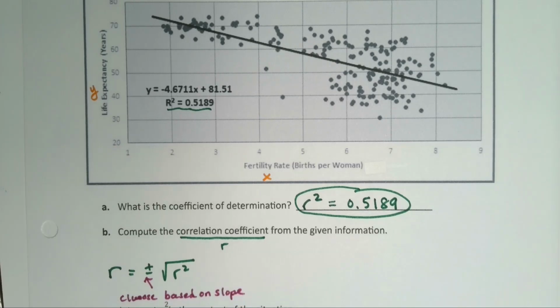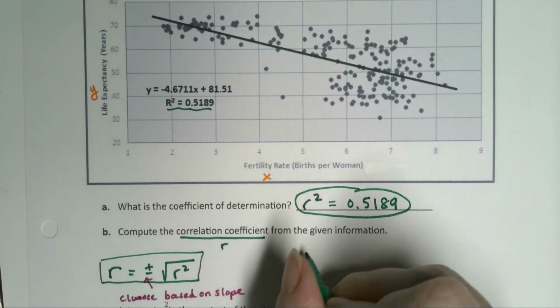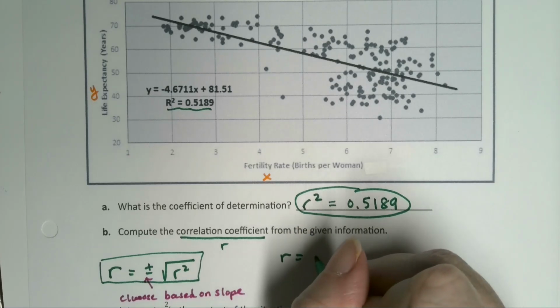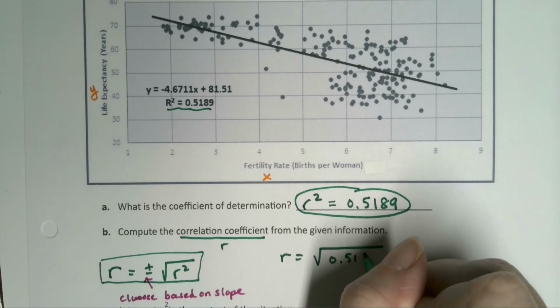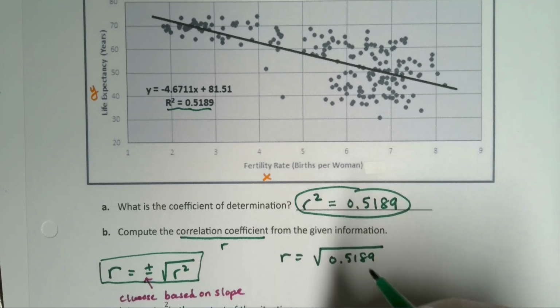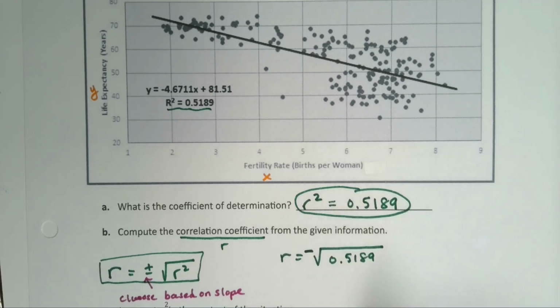Okay, so we keep this in mind. This is our formula right here. All right, so let's do this. So r is equal to the square root of 0.5189. And technically, it's going to be the negative on this one.